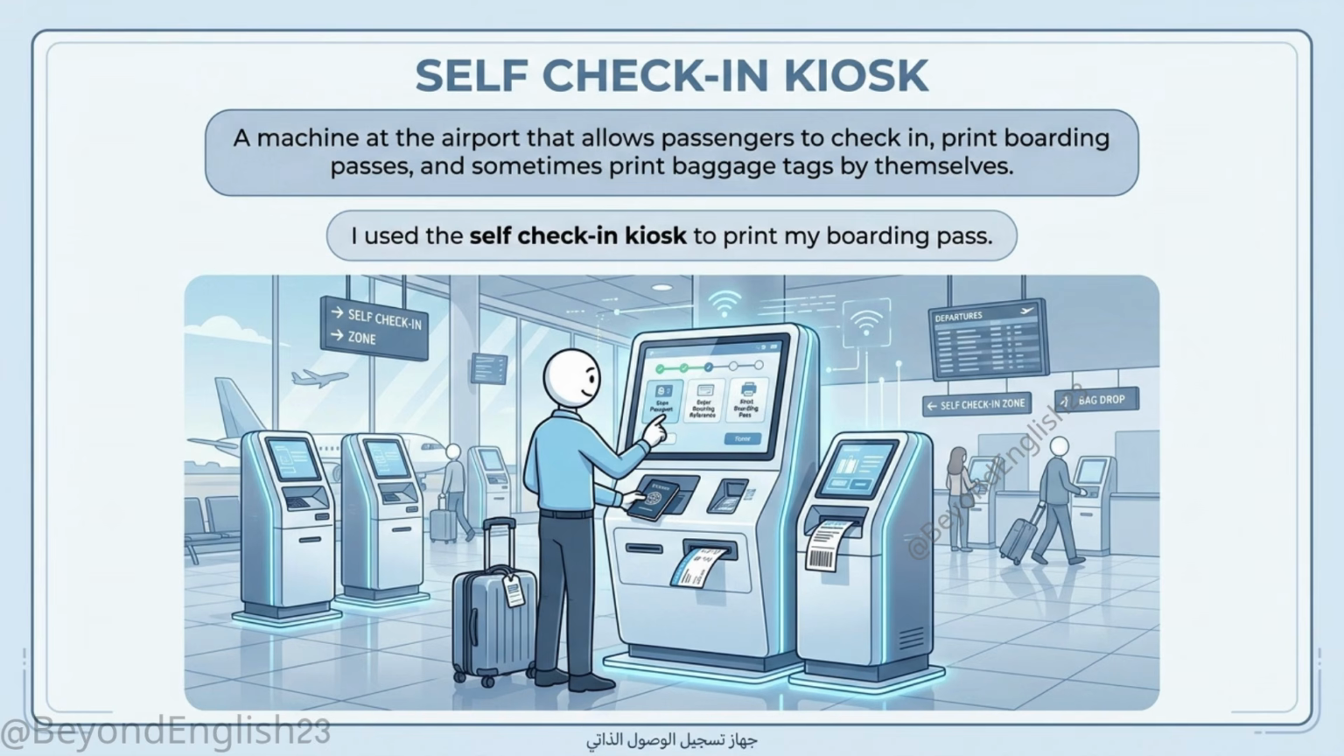7. Self-check-in kiosk. A self-check-in kiosk is a machine at the airport that allows passengers to check in, choose seats, print boarding passes, and sometimes print baggage tags, without assistance from an employee. Example, I used the self-check-in kiosk to get my boarding pass quickly.